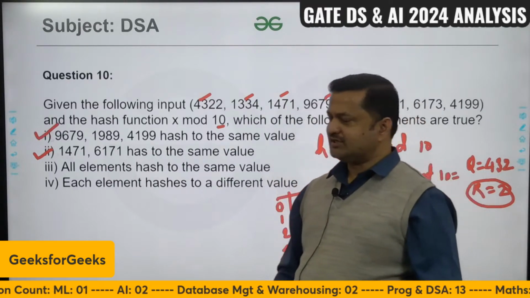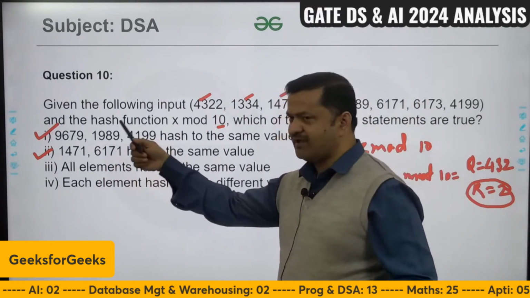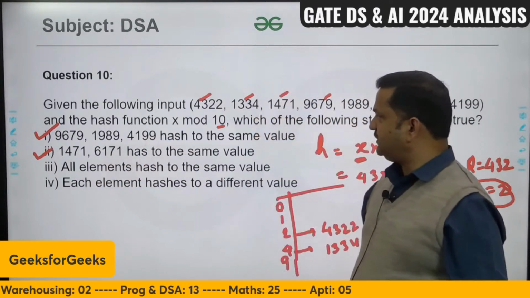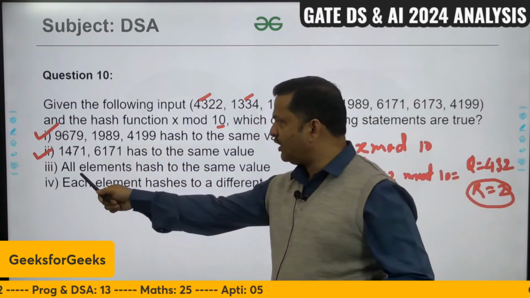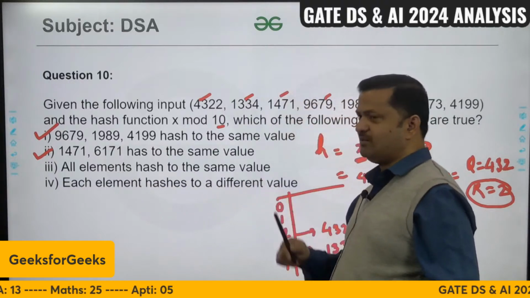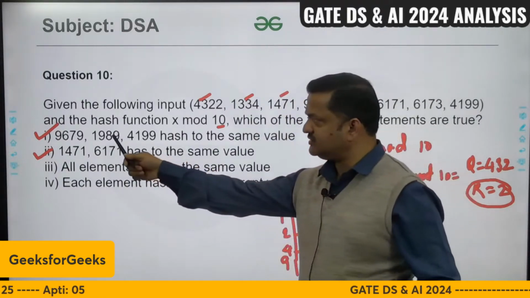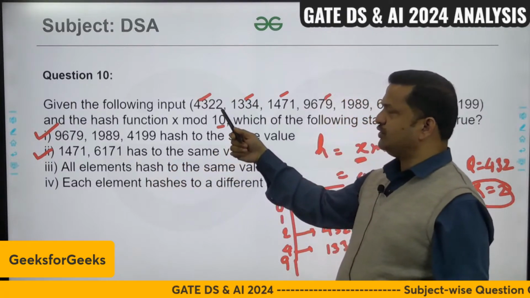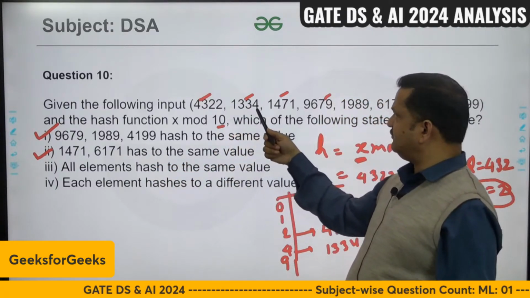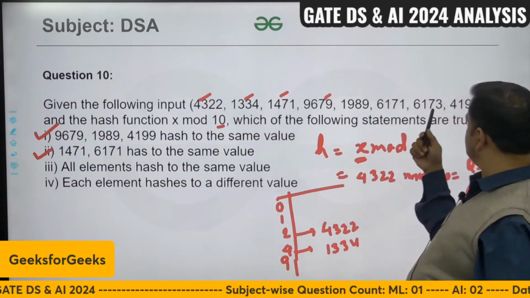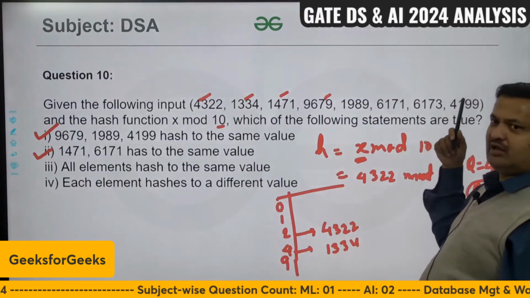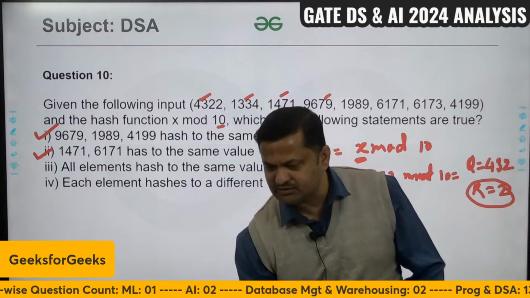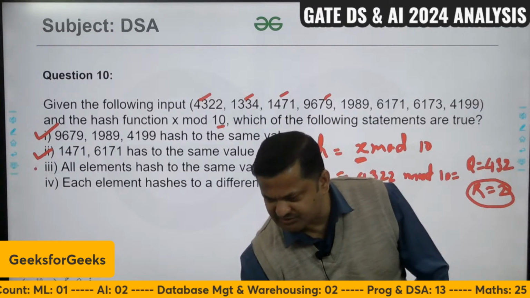Okay, and since only some elements have the same index, option third cannot be the correct one, because it says that all the elements hash to the same index value. That is not true, because this one is indexed at 9, this one is indexed at 1, this element is going to be indexed at 2, this is indexed at 4, and this one is indexed at 3. So all the elements hashing to the same index value is not the correct option. So this is the wrong option.